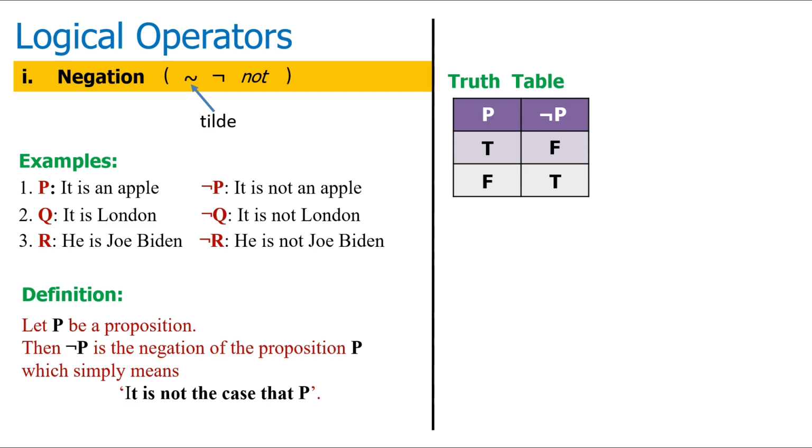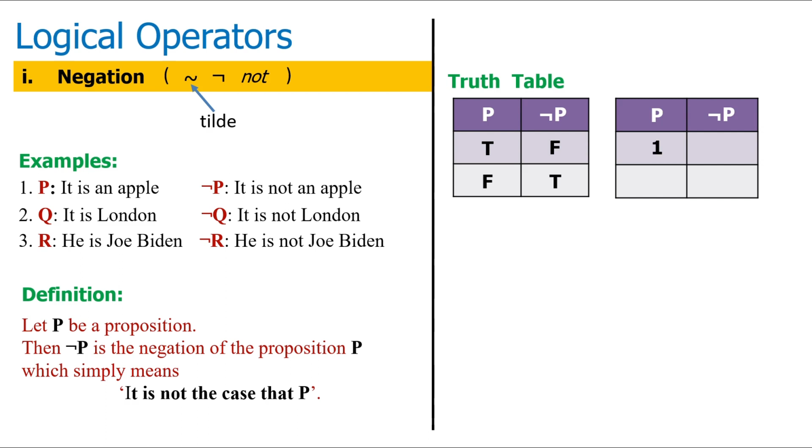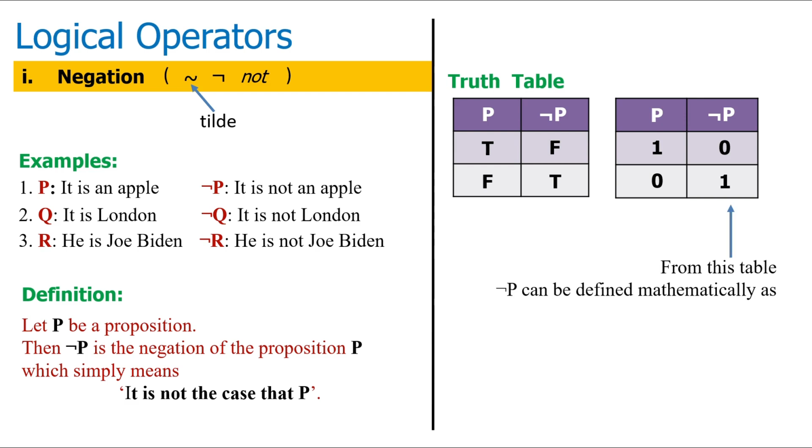The same table can be represented by using the numbers zeros and ones. If P is 1, then negation P is 0. If P is 0, then negation P is 1. From this table, negation P can be defined mathematically as negation P is equal to 1 minus P.